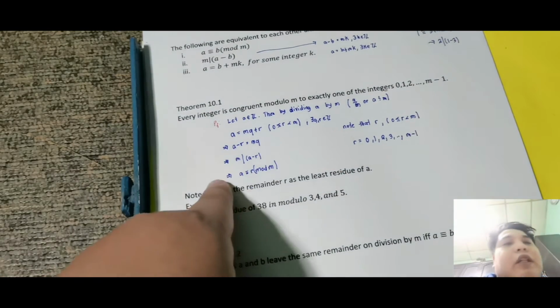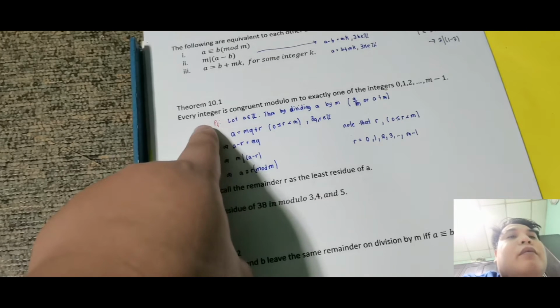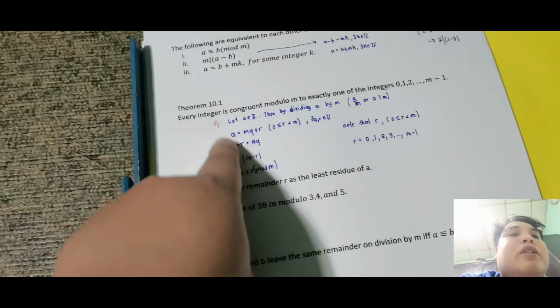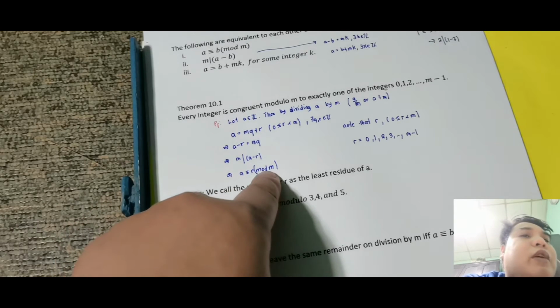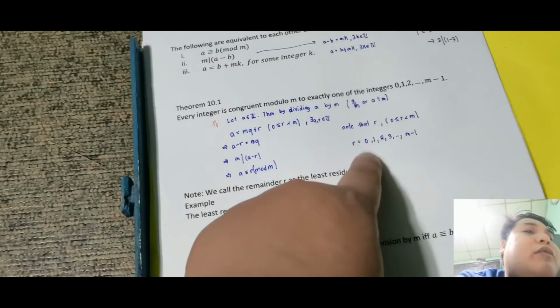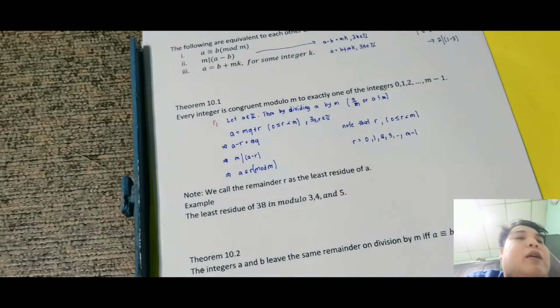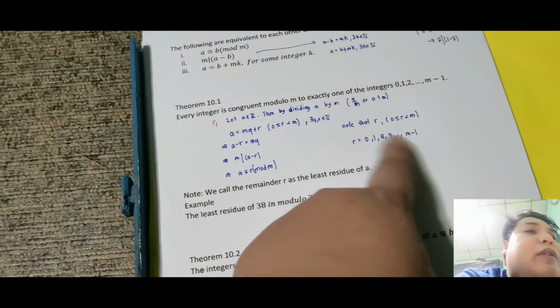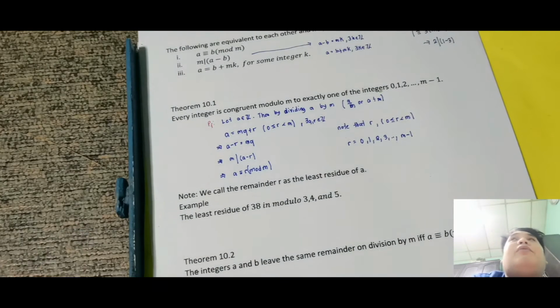So therefore, si a na arbitrary integer is congruent to r modulo m. That is exactly one of the integers. So anong integer yan? That is 0, 1, 2, 3, up to m minus 1. Ang ibig sabihin ng to exactly 1, hindi pwedeng sabay. Okay, so congruent siya diyan.